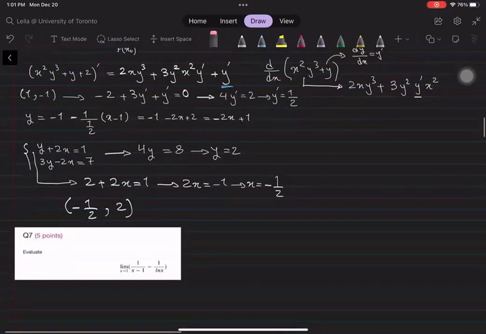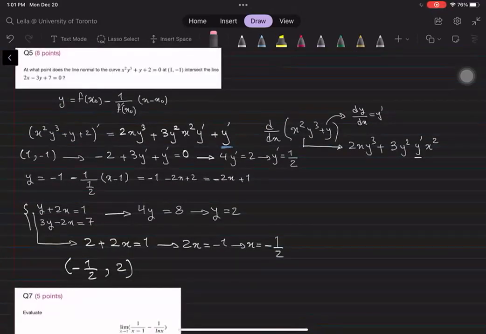Hey, can you show again where you got those two equations? The 4y equals 8 and the 2 plus 2x is 1? These two equations? How you turned them into the other equations that are connected by arrows.